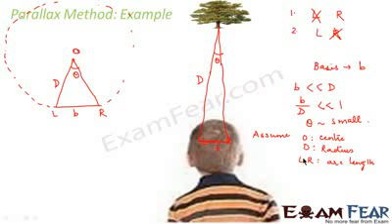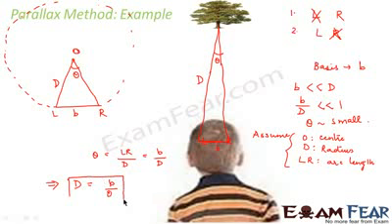Correct? Okay. So, now with these assumptions, we can write that theta is equal to LR by D, that is equal to B by D. And from this, we can write that capital D is equal to B by theta. Now, using this relation, we can determine the value of capital D.